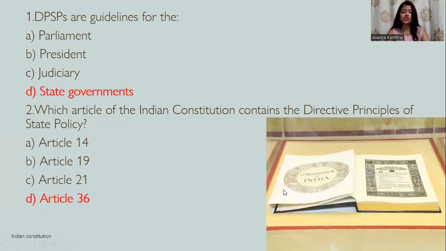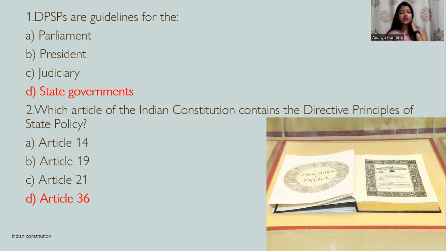The first question is, the directive principles of state policies are guidelines for which of the following? Option A, Parliament. Option B, President. Option C, Judiciary. And option D, state governments. So the right option is option D, state governments.